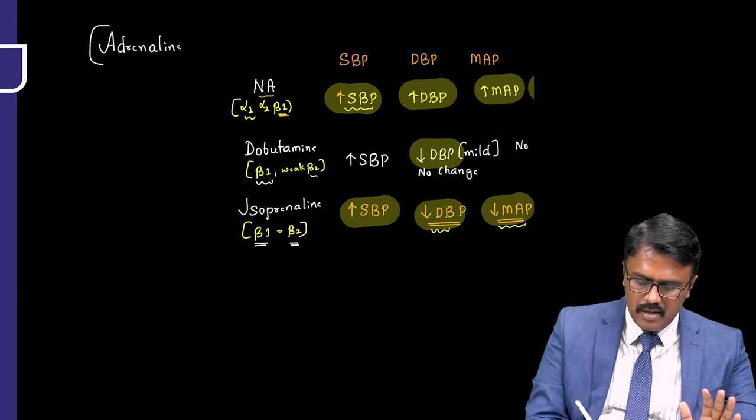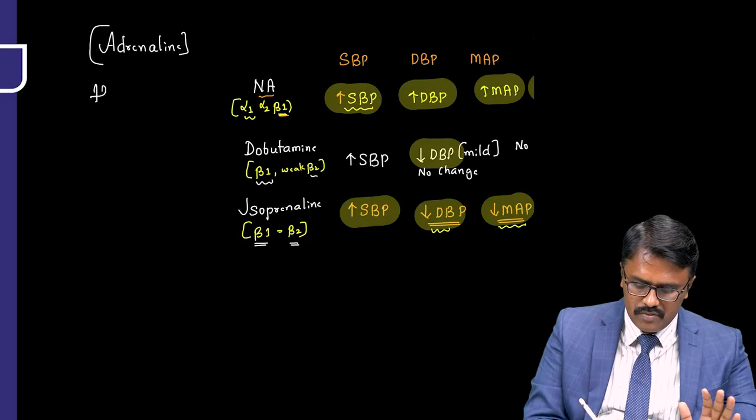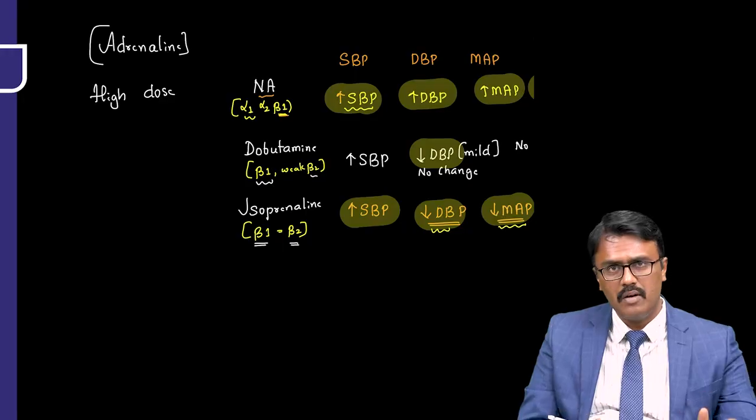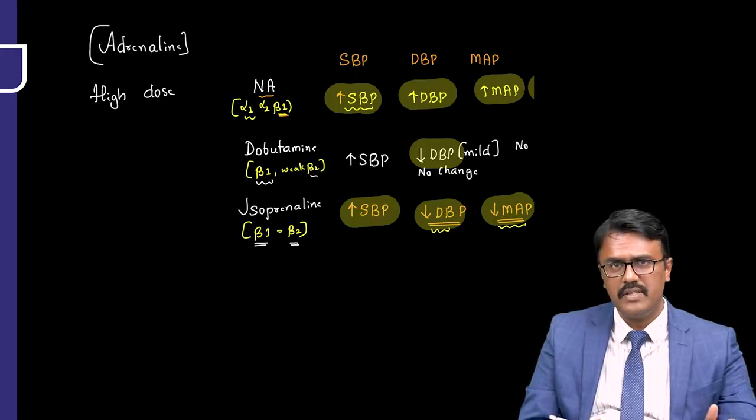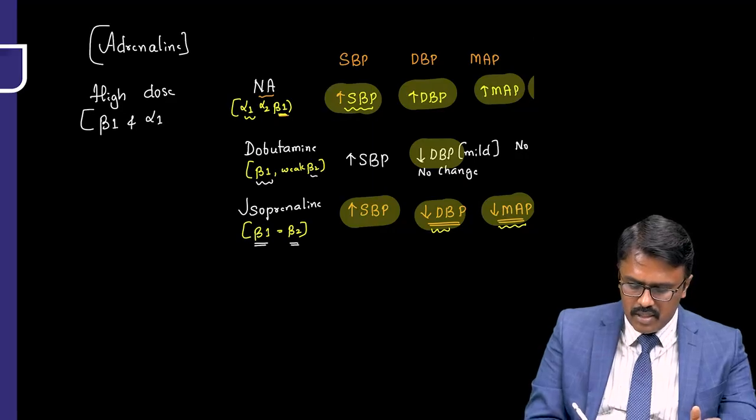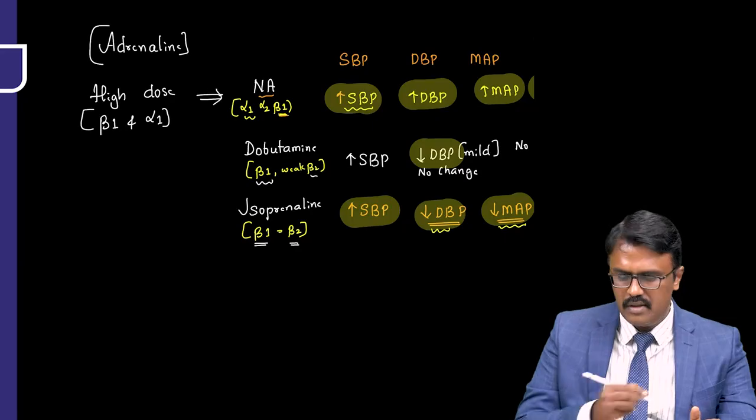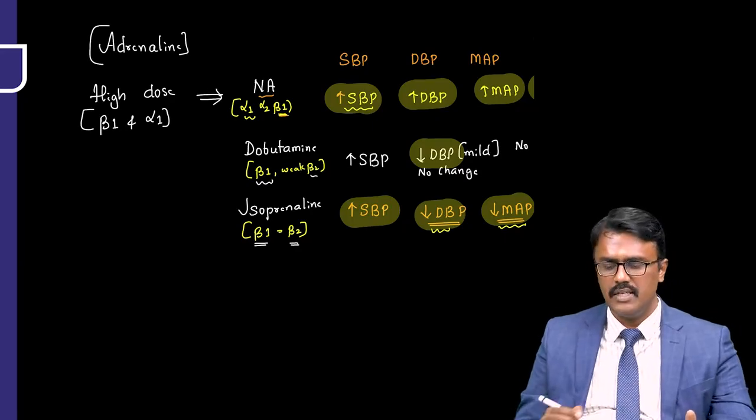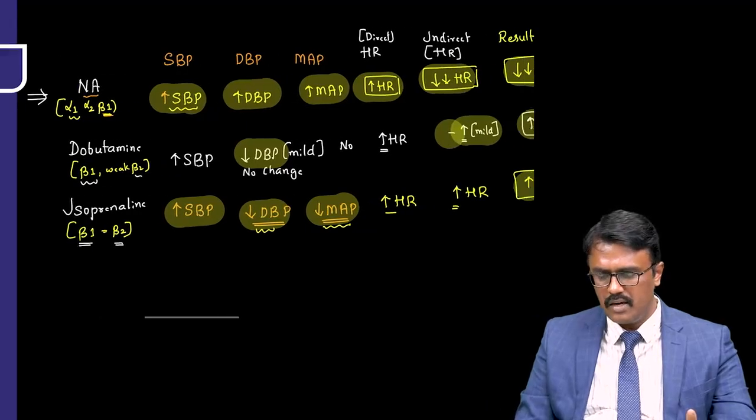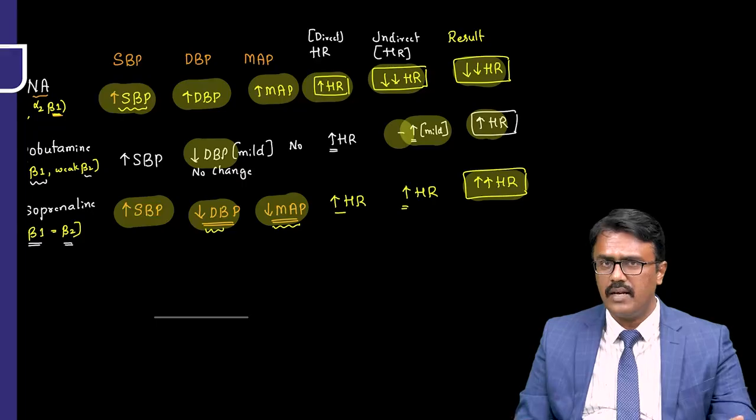Adrenaline, if you are using it at a very high dose, now tell me, will it work on beta 2? You know the biphasic response. At high dose it will act on alpha 1. So a high dose of adrenaline will act on beta 1 and alpha 1, similar to what we see with the action of noradrenaline. So you will see an increase in systolic, diastolic, and mean arterial pressure, an increase in heart rate, and there is a risk of bradycardia.